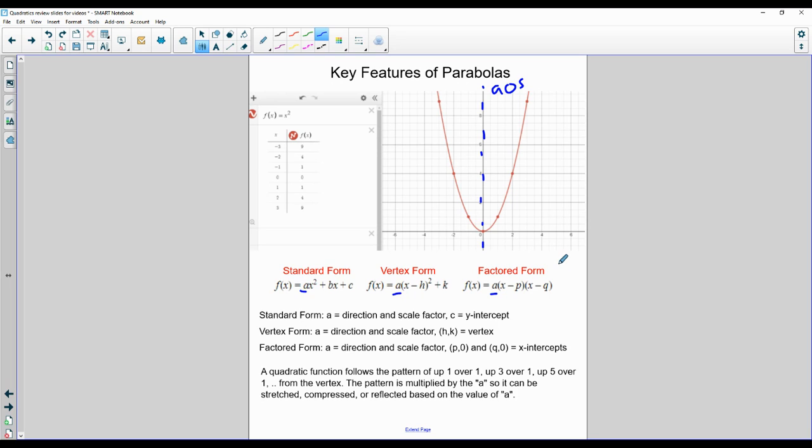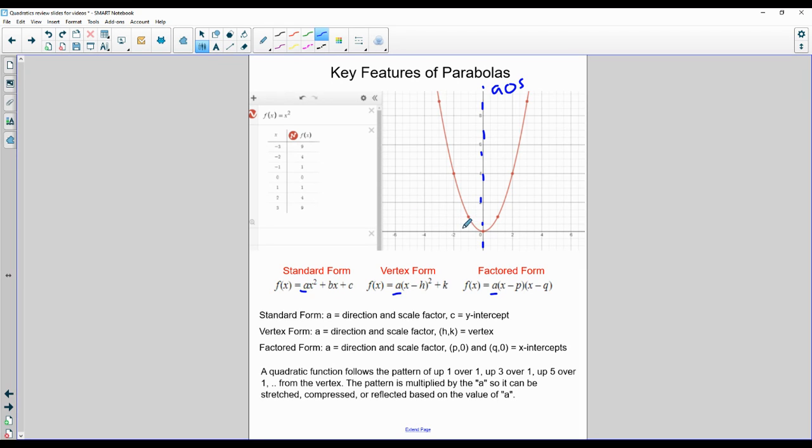Factored form is also useful. The A tells us the same thing, and the P and Q in here are going to tell us our x-intercepts. When it's x minus P, P comma 0 is an x-intercept, and when it's x minus Q, Q comma 0 is an x-intercept. So what makes each factor equal to 0 will be an x-intercept. Factored form gives us some important information, but not every graph has x-intercepts, so not every graph can be written in factored form. But every graph can be written in standard form or vertex form for a quadratic.